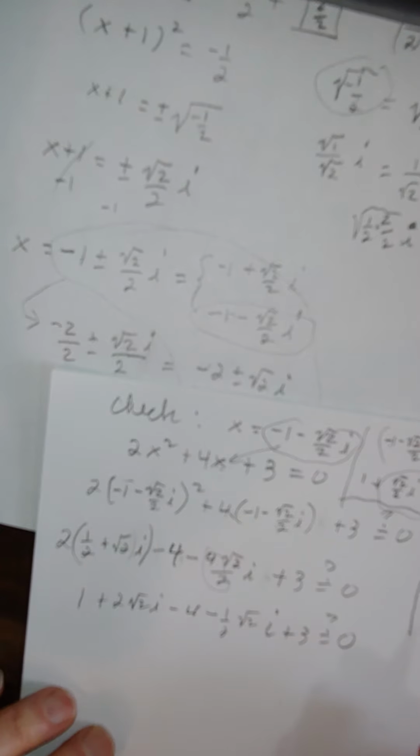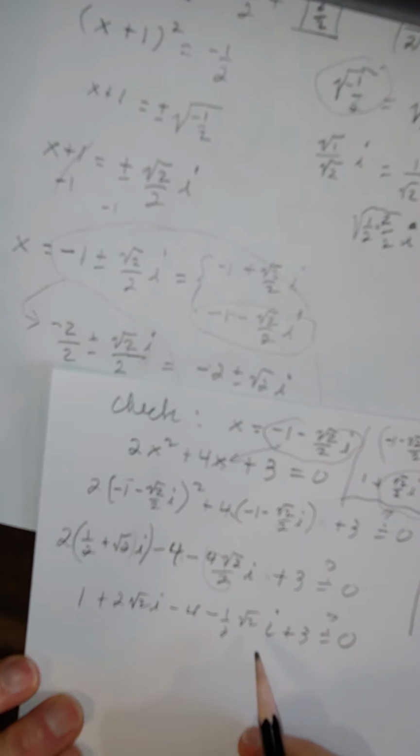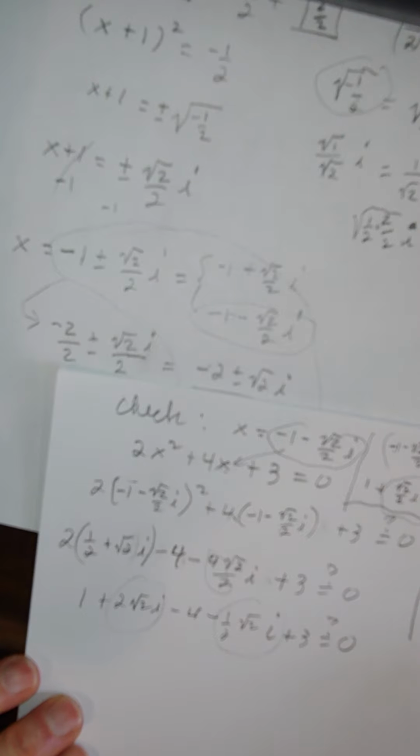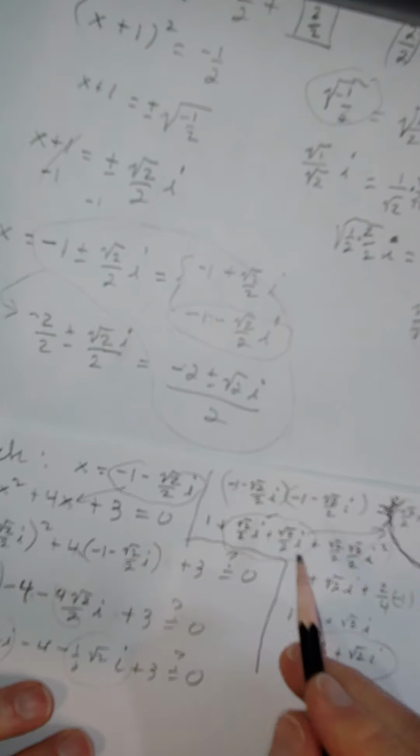Where did I screw up? I screwed up somewhere. It doesn't look like it's coming out to be 0. These two should be the same, and they're not. I messed up somewhere. What did I do? Okay, I'm going to pause it for a minute while I find the error. Hold on.